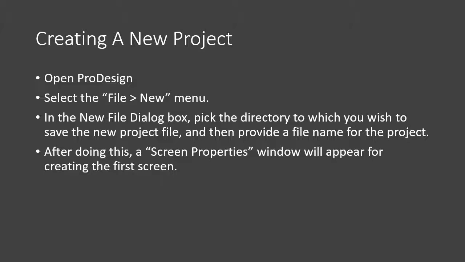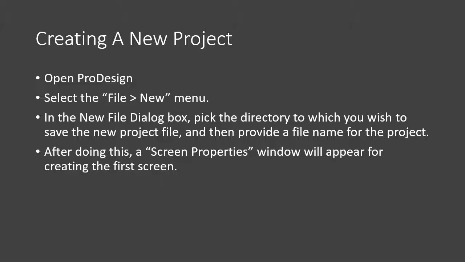So to create a new project within ProDesign, you'll want to first open ProDesign, which is under the MTI Applications Programs group, or you can just search in Windows 10 for ProDesign, execute that program, and then you're going to want to select the file menu, and then the new menu. In the new file dialog box, you'll want to pick the directory to which you wish to save the new project file, and then provide a file name for that.